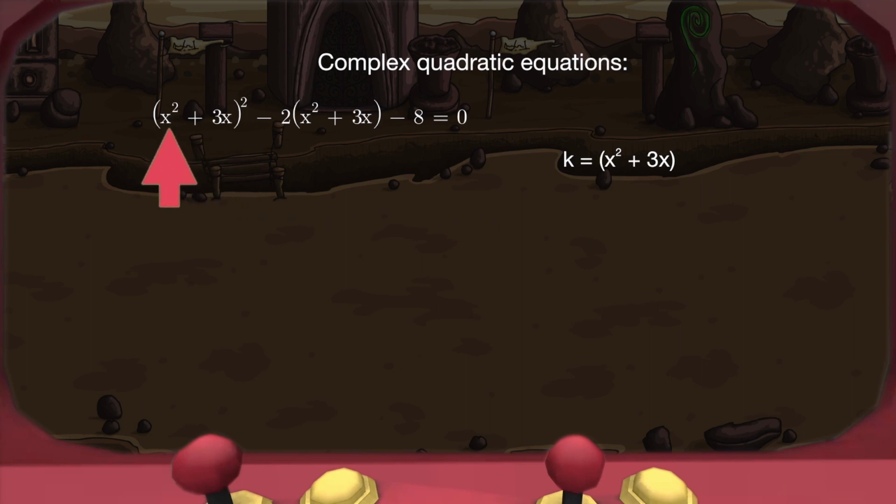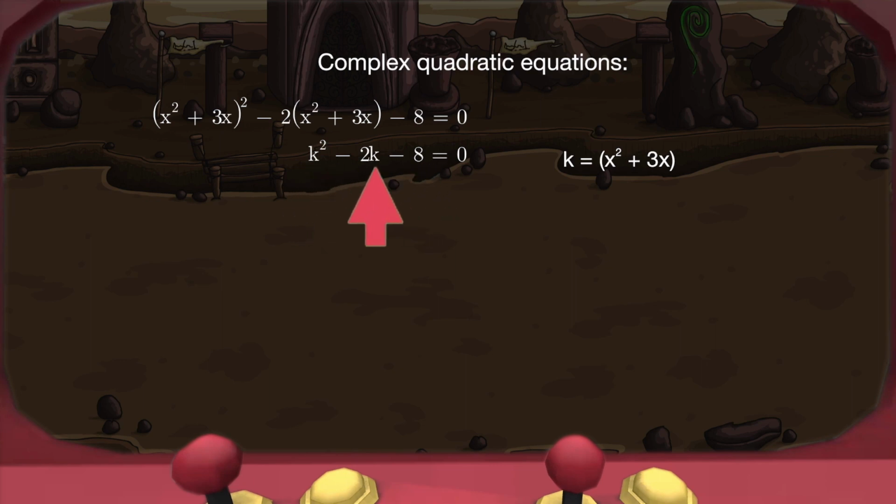So instead of having this x squared plus 3x squared, we're going to have k squared. Then we're going to have minus 2, and instead of the x squared plus 3x, we're going to have k minus 8, which is equal to 0. Now this equation looks way easier, right?